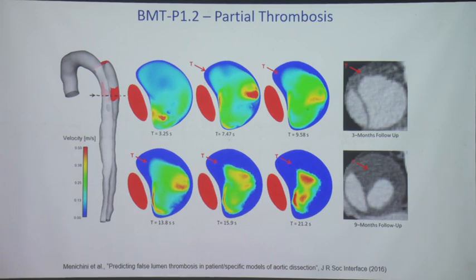So the trick is that we have artificially accelerated the clotting process. The time that you see here, 3.25 seconds to 21 point some seconds, does not have a real physical meaning. It does not necessarily mean that the clot can actually form within such a short period of time in reality. However, it can be scaled to real time, and that's something that has not been resolved yet.